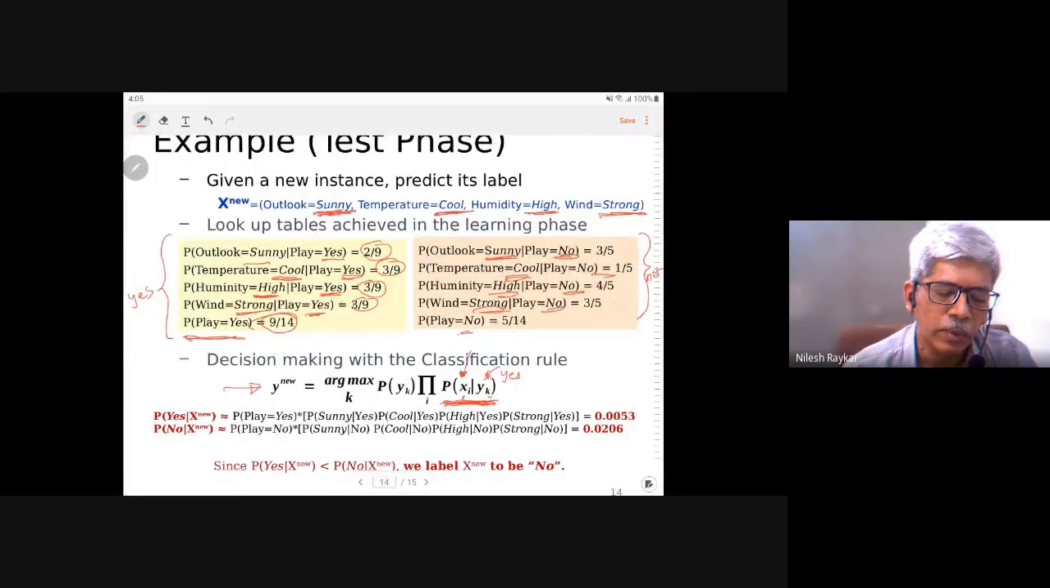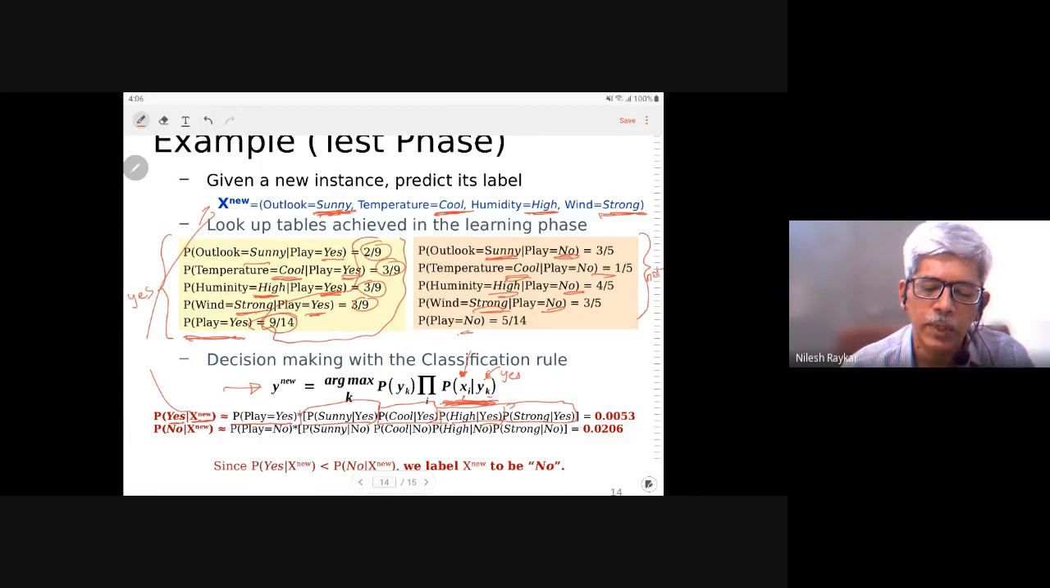So probability of yes with the new pattern. So x new is the unknown pattern, the new pattern which has come. It is the product of first the overall probability multiplied by the conditional probabilities of the four features. So there are 1, 2, 3 and 4 features which were calculated here. So in short it is the product of all these 5 terms. That comes out to be 0.0053.